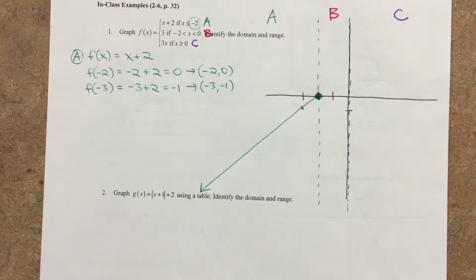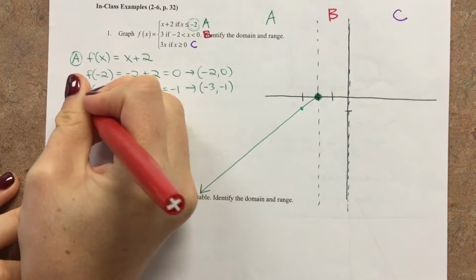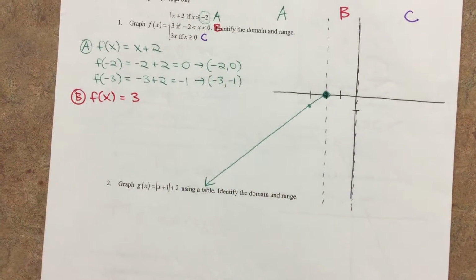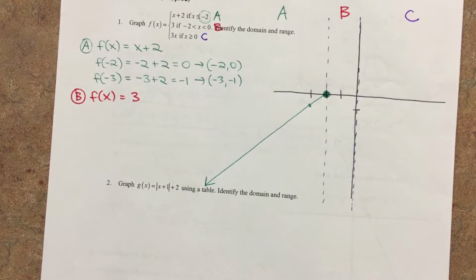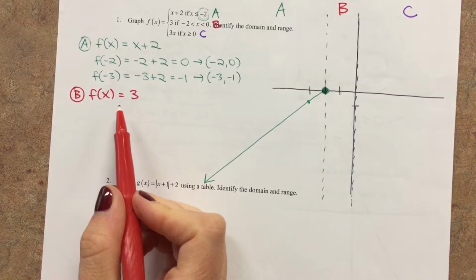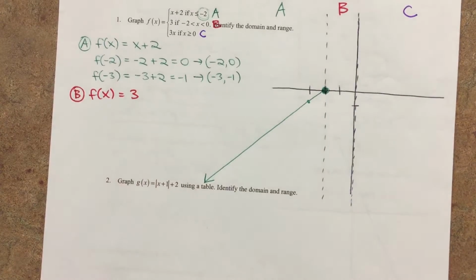Okay, next piece. Letter B. This function is f of x equals 3. So this means no matter what you plug in, the function value is going to be 3 because there's no x in there. This statement just says the function value is always 3. Doesn't matter what you plug in for x, you're going to get 3 as your function value.